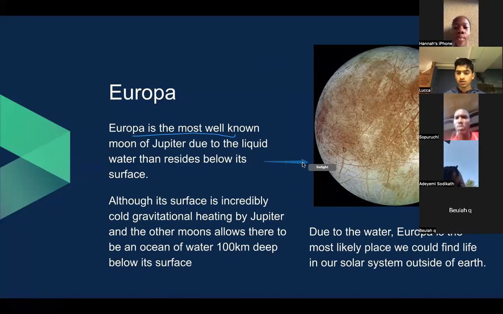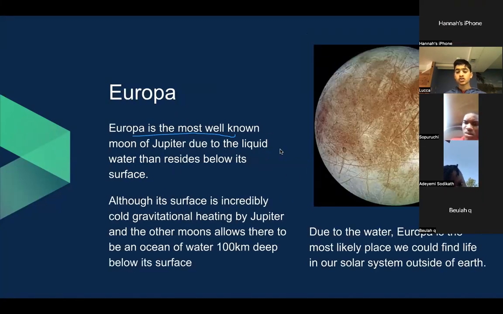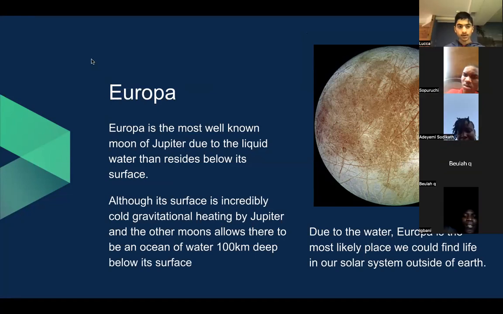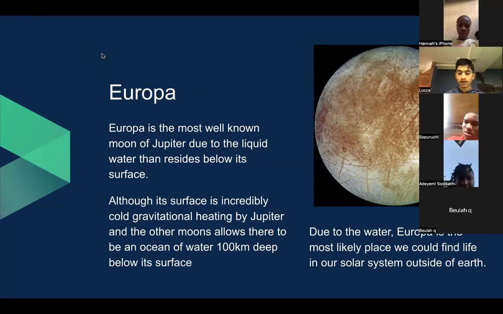Astronomers named the moons 200, 300 years ago when they were first discovered. Europa was discovered 400 years ago and was named by Galileo. Okay, can you please mute? Thank you.